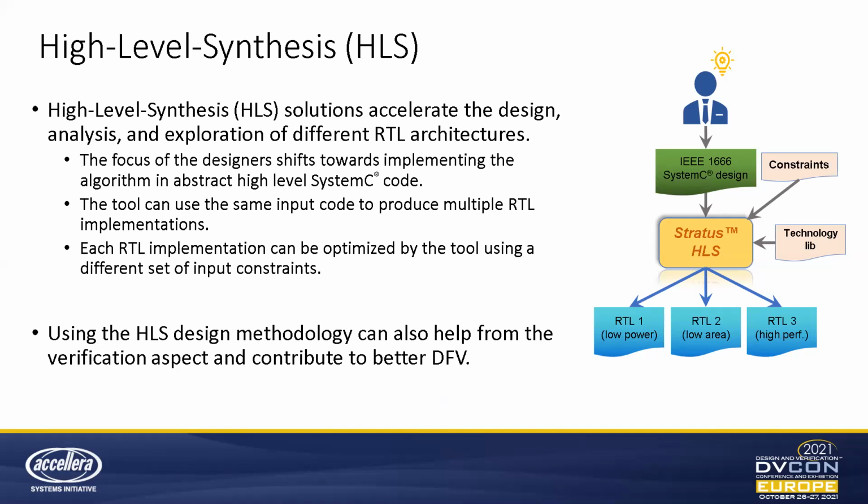The tool can be configured to optimize the produced RTL for different targets. From the same SystemC source, you can generate RTL1, which is for low power, RTL2, which is for low area, or RTL3, which is for high performance. So you have much better code reuse, and you can retarget the same IP for different applications. HLS also has features that aid the design for verification aspect, which we are looking at here.